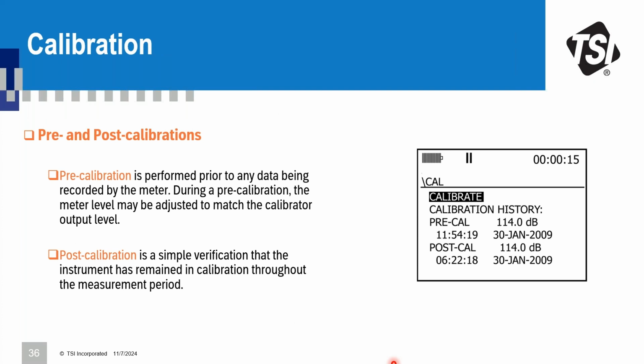Pre-calibration and post-calibration, right? Prior to measuring your data, you need to calibrate your instrument. And with the SoundPro, you can do so with an acoustic calibrator, the AC300. But what's more important, though, is that post-calibration is a simple verification of the instrument, and it's to make sure that an instrument remained in calibration throughout the measurement period, because temperature can affect your microphone, right?